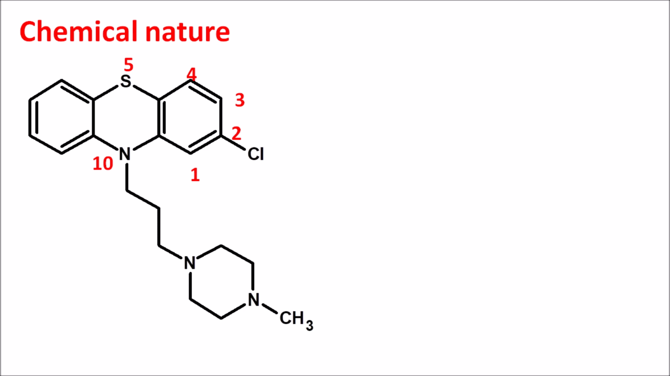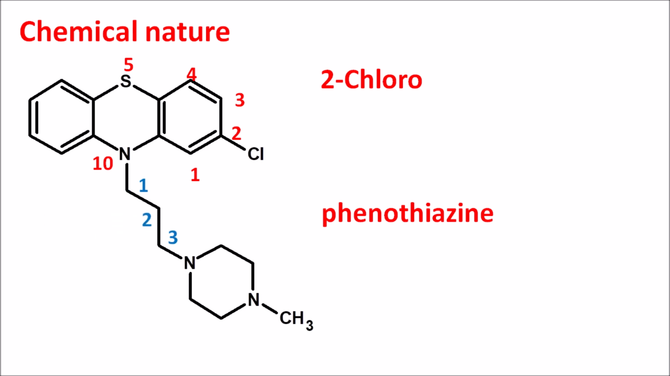Now the ring is phenothiazine, which has a chlorine group at the second position, so 2-chloro. And now at the 10th position, it has the side chain. Let us give the numbering to the side chain. This is 1, 2, 3. So simply it has the propyl side chain. We can write this as 10-propyl.